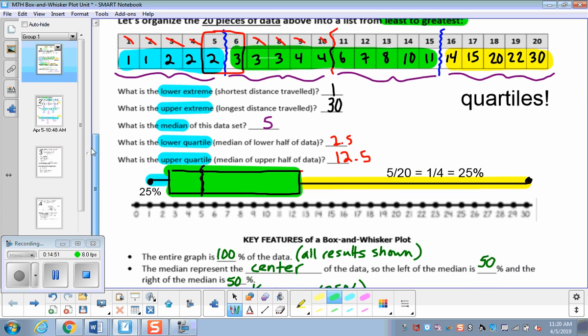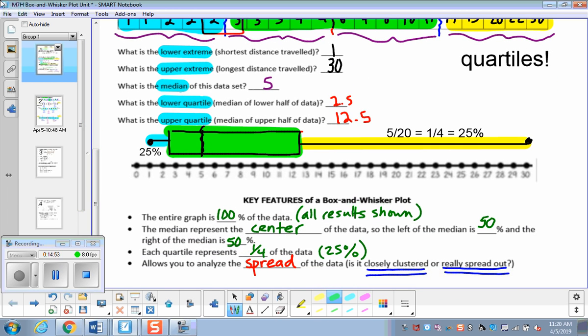So down here are a few key features of the box and whisker plot. The entire graph is 100% of the data. All of the results are shown in the box and whisker plot. Now the median represents the center of the data, so all we're saying is that half the data, 25% and 25%, is below it to the left, and that this 25% and this 25% is to the right, and that's also 50%. Each of these quartiles, the 4 sections, represents 1/4 of the data, or 25%.